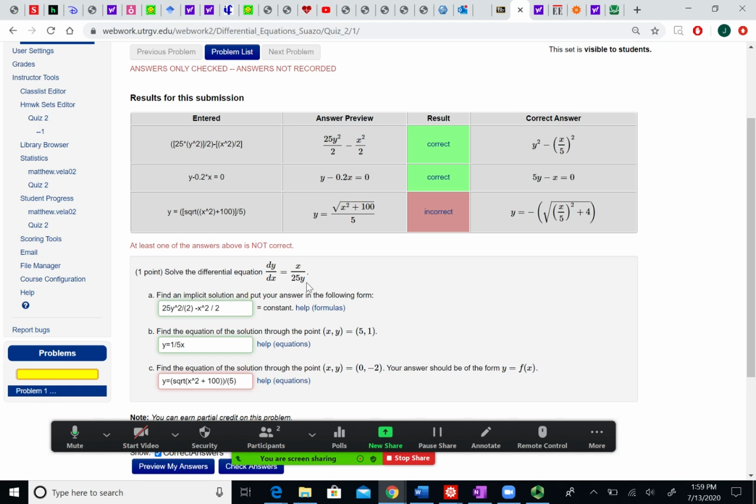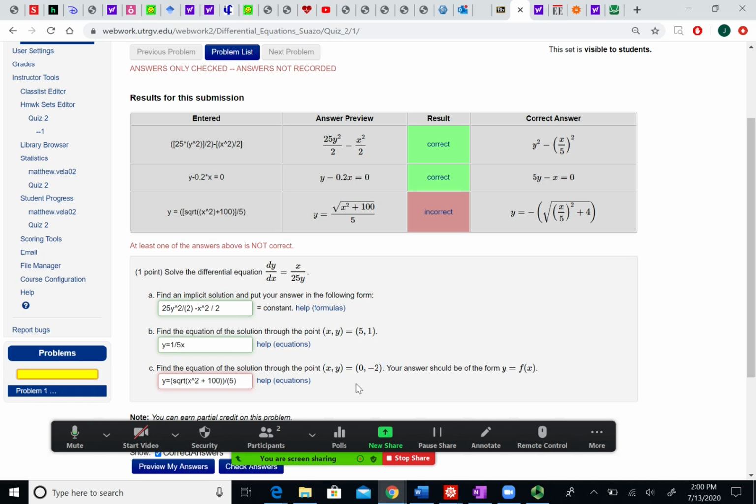So what you do is you move 25y to this side, dx to this side, integrate both sides. You get 25y squared divided by 2. And then in this case, he moved the x squared to the other side. So minus x squared divided by 2 equals a constant. Then this equals a constant, so that you don't have to write constant. So find the equation of the solution through the point phi 1, so he did right.